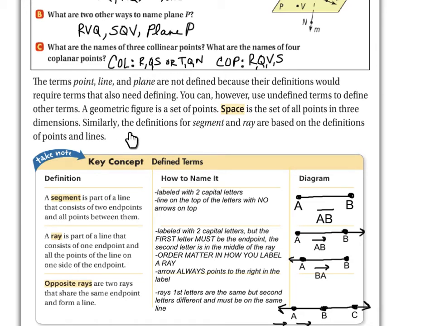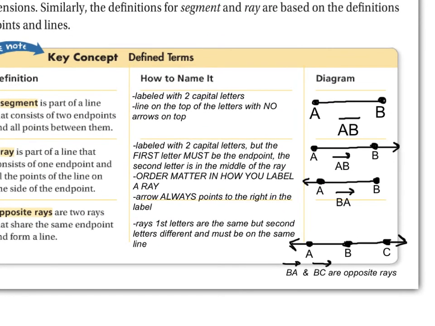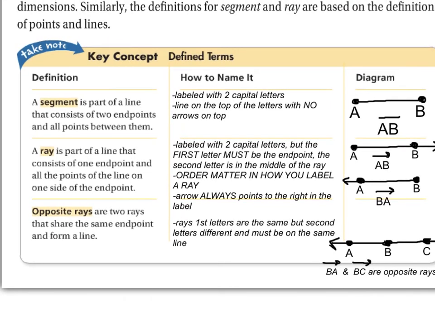Okay? Similarly, the definitions for segment and ray are based on the definitions of points and lines. So we've got 3 defined terms that we're going to look at here. Now down below, we're going to start here with the segment. A segment and a line are kind of similar, but they're different. A segment is a part of a line that consists of 2 endpoints and all points between them.